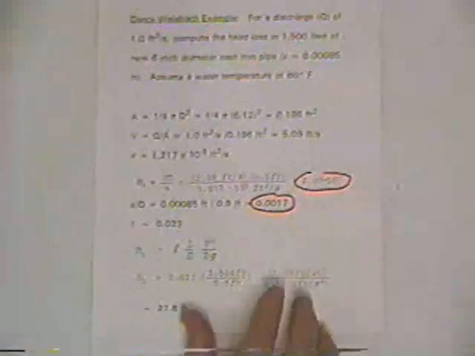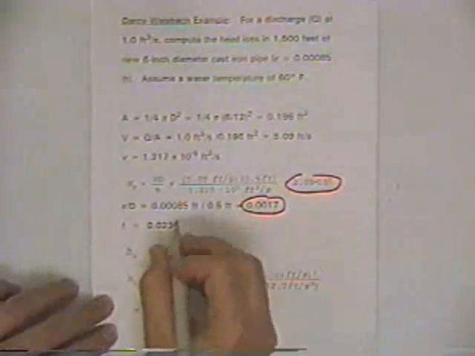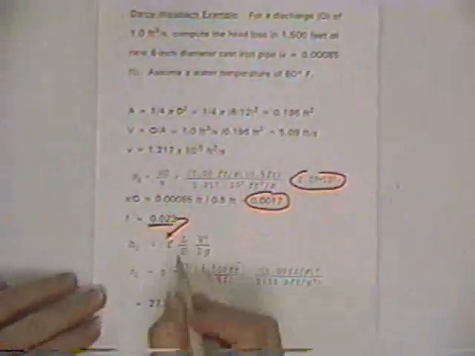It gave us the friction factor that we needed to plug into the Darcy-Weisbach equation. And so there's the number we read. We put it in the Darcy-Weisbach equation here.